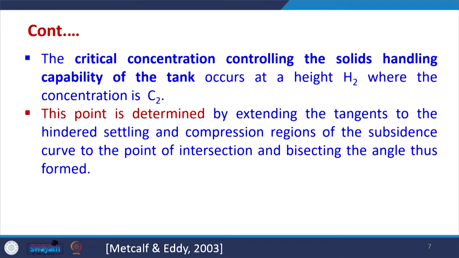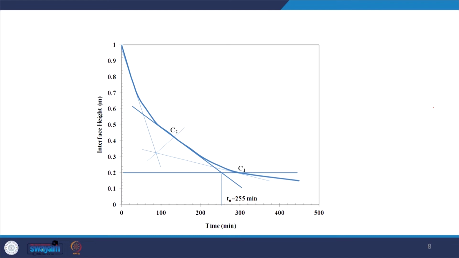This point is determined by extending the tangents at the hindered settling condition as well as in the compression regions of the subsidence curve, so the height versus time curve, to the point of intersection, and by bisecting the angle thus formed. It may not be clear right now, but the procedure we will learn. So, what we do is that we have this type of curve, and first we determine this point C1. For determining C1, we need to know the maximum interface height that we have to reach.